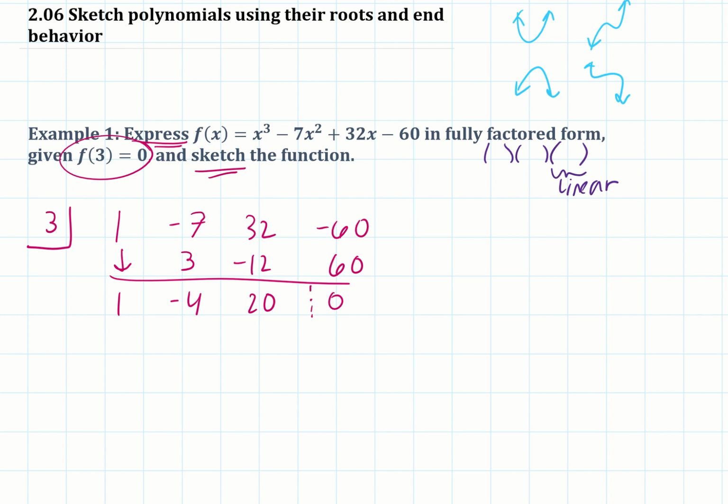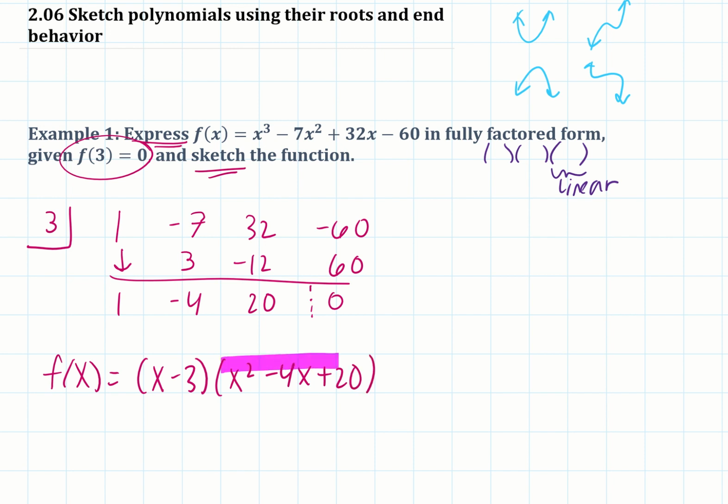Indeed, we can see 3 is one of the roots. We get a remainder of 0. So f of x is equal to x minus 3. If 3 is a root, it has the factor x minus 3 times x squared minus 4x plus 20. Now let's see, this is quadratic, what's left over, this factor, which means we haven't fully factored the function. Not all of our factors yet are linear.